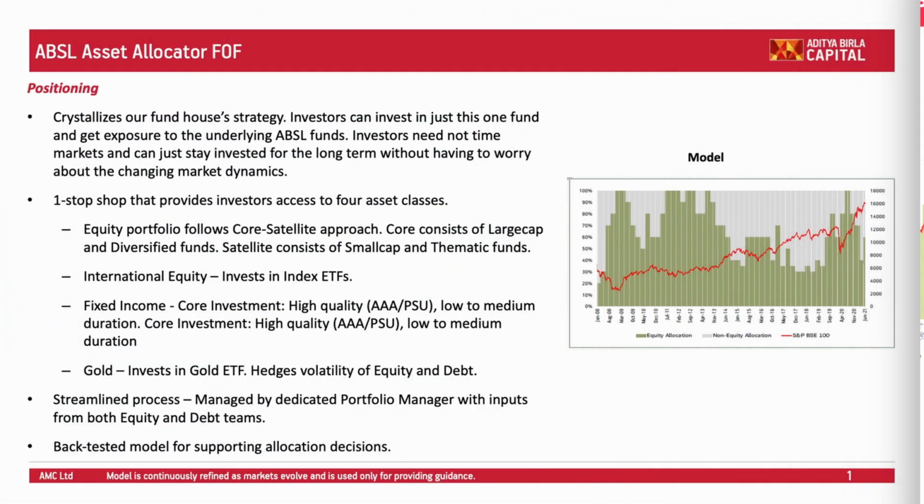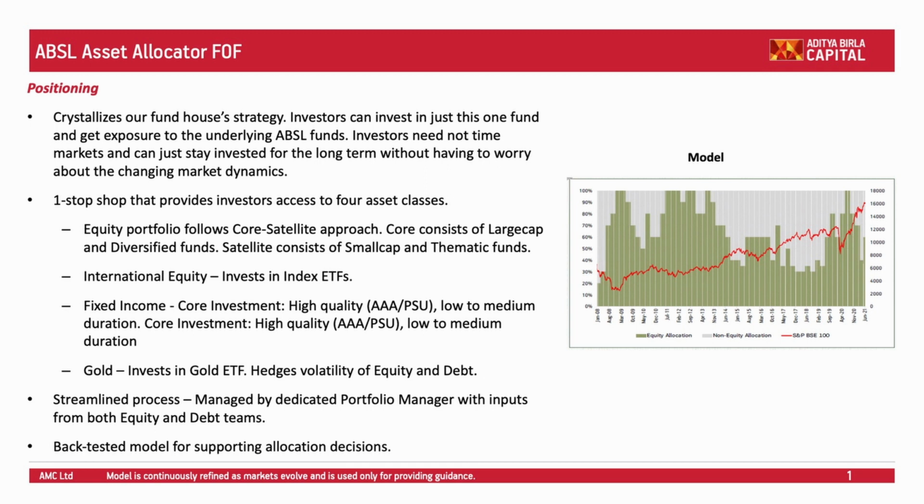As we have mentioned earlier, it's important for an investor's portfolio to be diversified across at least 4 asset classes, namely domestic equity, international equity, fixed income, and gold. The ABSL Asset Allocator Fund of Fund crystallizes our fund house strategy and gives investors a one-stop shop to access these 4 asset classes. In equities, we diversify across both domestic equity and international equity.